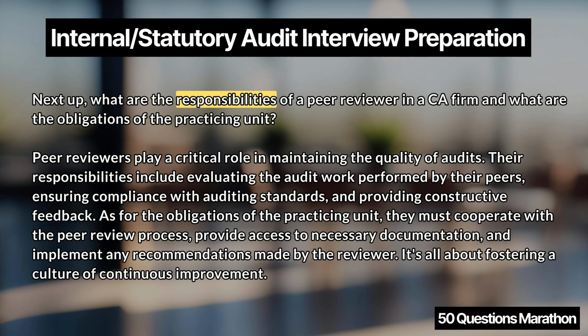Next up, what are the responsibilities of a peer reviewer in a CA firm, and what are the obligations of the practicing unit? Peer reviewers play a critical role in maintaining the quality of audits. Their responsibilities include evaluating the audit work performed by their peers, ensuring compliance with auditing standards, and providing constructive feedback. As for the obligations of the practicing unit, they must cooperate with the peer review process, provide access to necessary documentation, and implement any recommendations made by the reviewer. It's all about fostering a culture of continuous improvement.